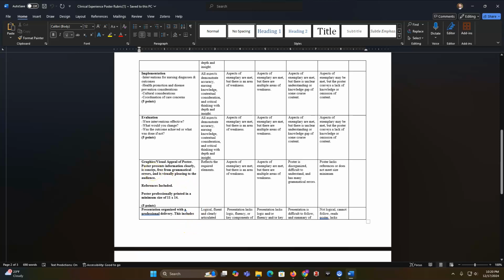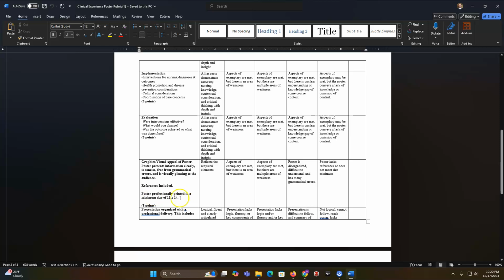Graphics, how did the poster look? Was it free of grammatical errors? Was it clear? Could you see it? Did it catch your eye? Etc., etc., etc. Didn't break HIPAA. References are available, so you can just say available upon asking and make sure that you have them for when people like your faculty might ask for them.